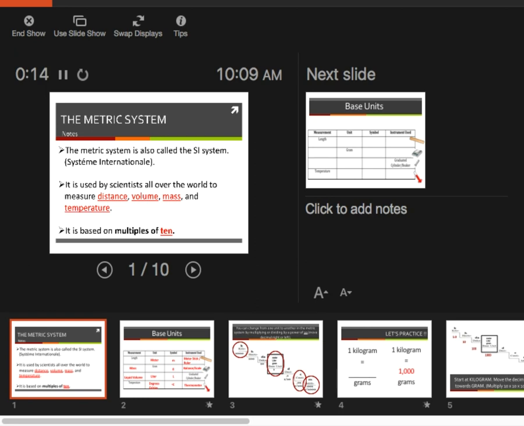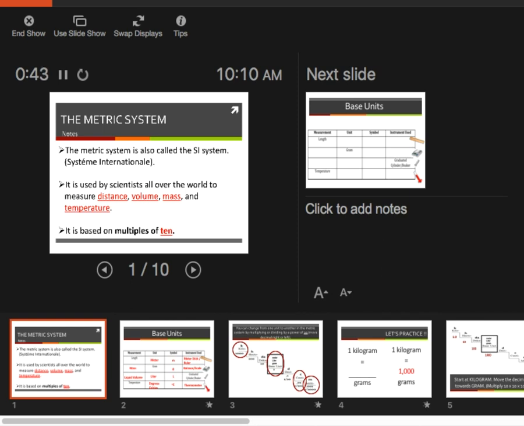The metric system is also called the SI system, or the Système International, because it's used internationally. Scientists all over the world use it to measure distance, volume, mass, and temperature. What makes the metric system easy for most people is that it's based on multiples of 10. Instead of, like in America, our customary system where we use 12 inches for a foot and 3 feet for a yard, the metric system is always based on multiples of 10.